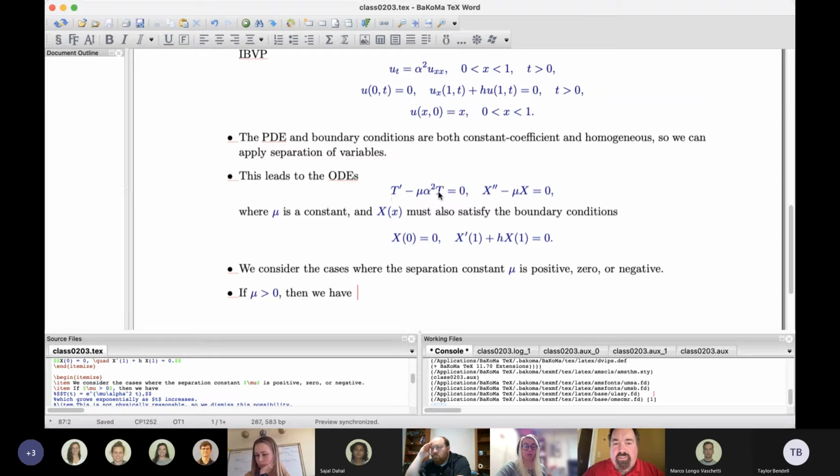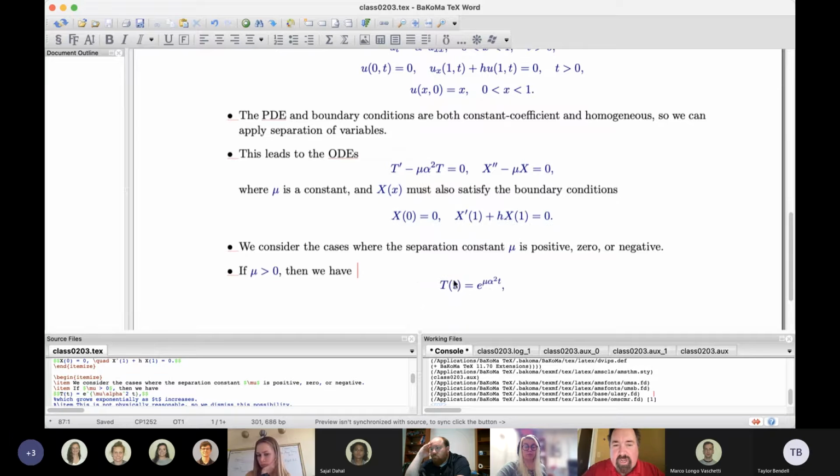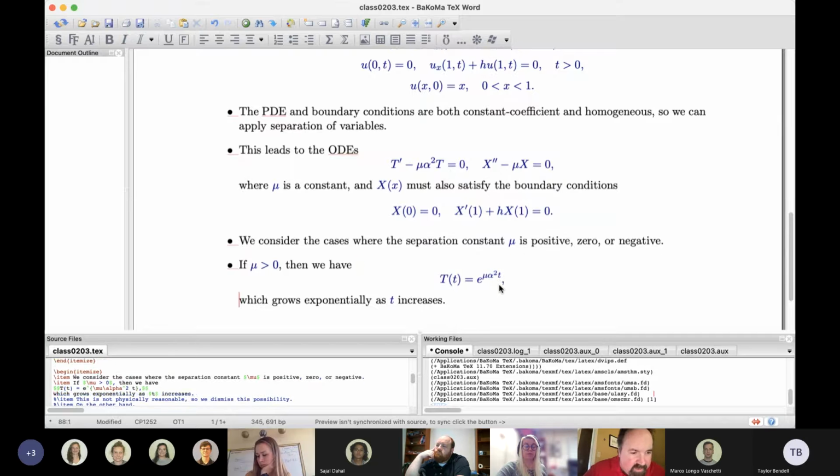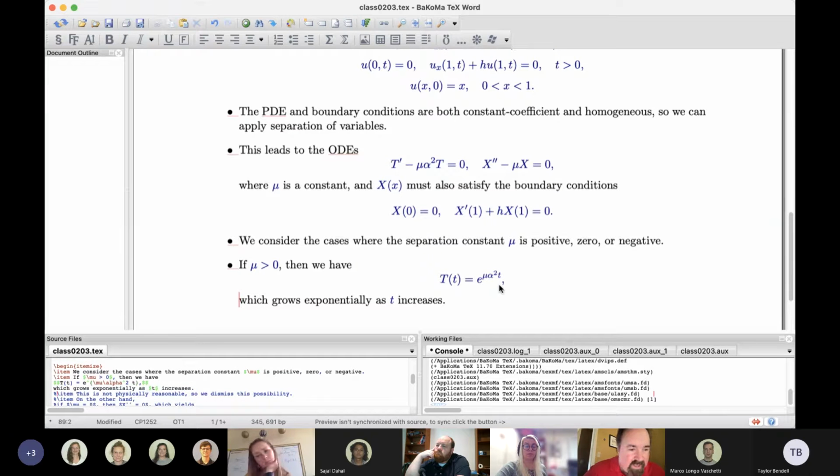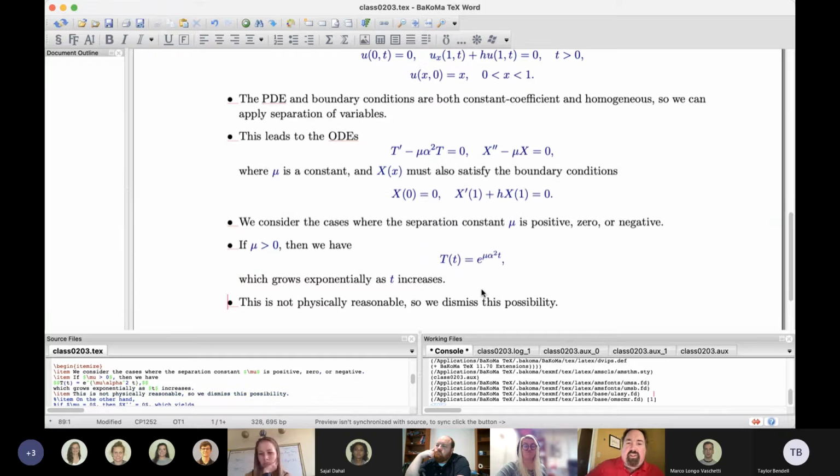But we can also solve this first-order ODE, have a general solution of that. And it's actually this ODE that's going to help us work with this mu positive case. So that's the solution for whatever mu you have. And the problem is, if mu is positive, we're going to have exponential growth. The thing is, that's not physically reasonable.